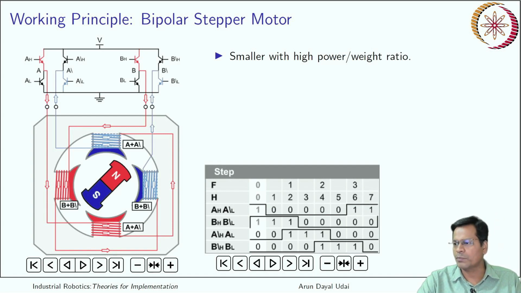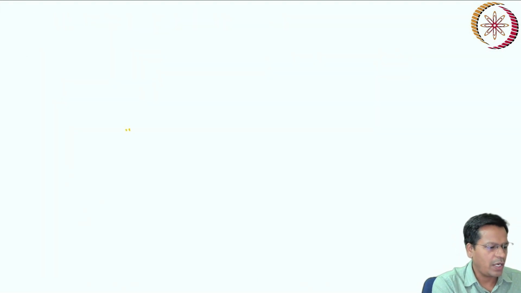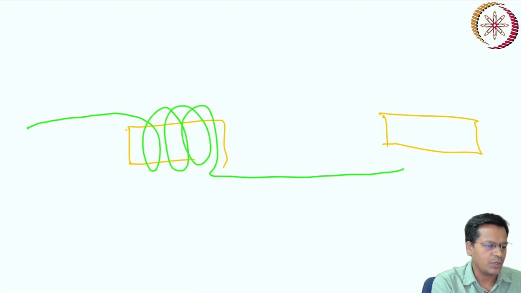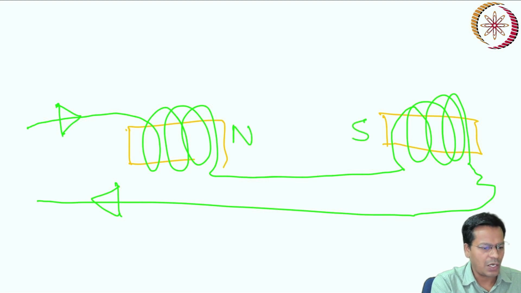So how is it? Let me draw it in a little more detail over here. If you have a magnet which is here, you have another magnet which is here. So you have a single coil which goes like this. It comes here, it is wound in a reverse manner and it comes back. So current flows from here, it goes like this. If this makes this north, this is south.